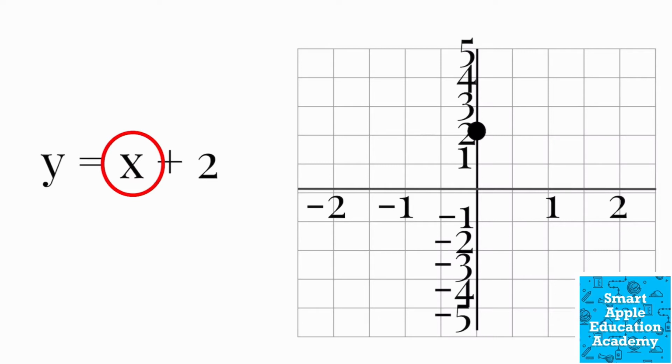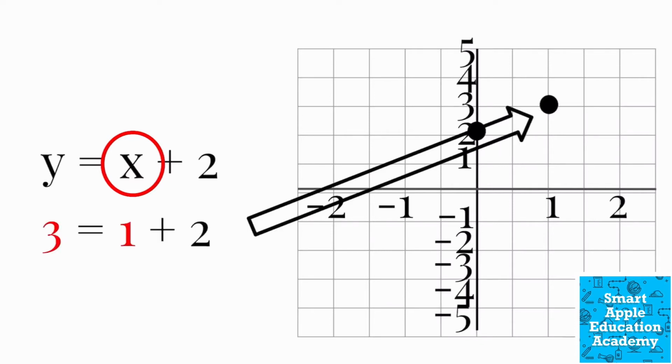Now that we know that the slope is 1, let's substitute an x-coordinate for x. Let's pick the x-coordinate of 1. 1 plus 2 is 3. So when x equals 1, y equals 3. As you can see, the point (1, 3) is already plotted on the graph. Now we have 2 points on the graph.